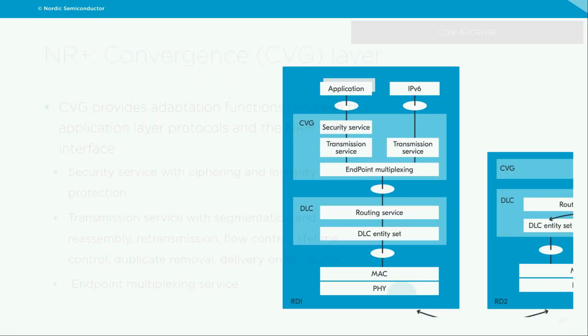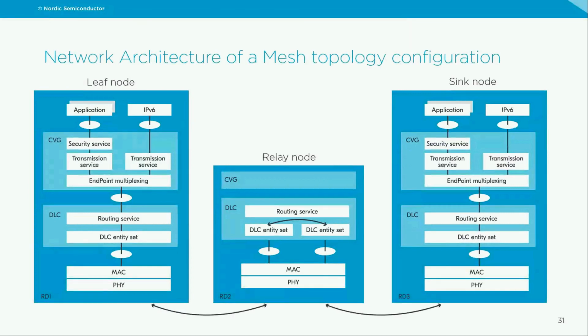And here we are just showcasing a network architecture of a mesh topology configuration. On the left-hand side, we can see the radio device 1, which is the leaf node. In the middle here, you have a relay node. And on the right-hand side, you can see the sync node. So the leaf node on the left-hand side will transfer its captured data to the sync node. In the relay node, you don't need to go into any of the top layers because this is relayed on the lower layers, basically. That is what we're trying to showcase on this slide.